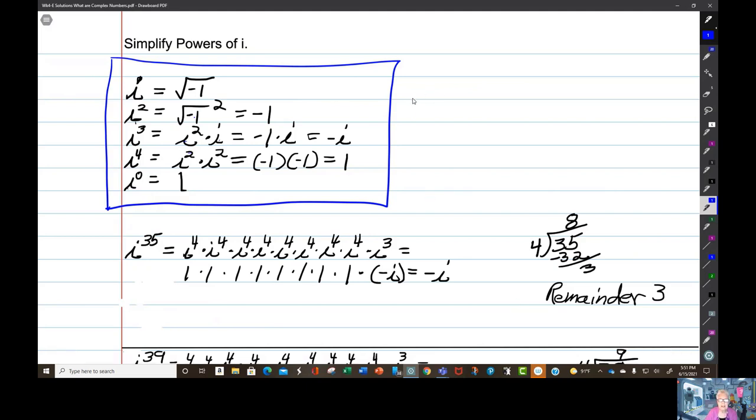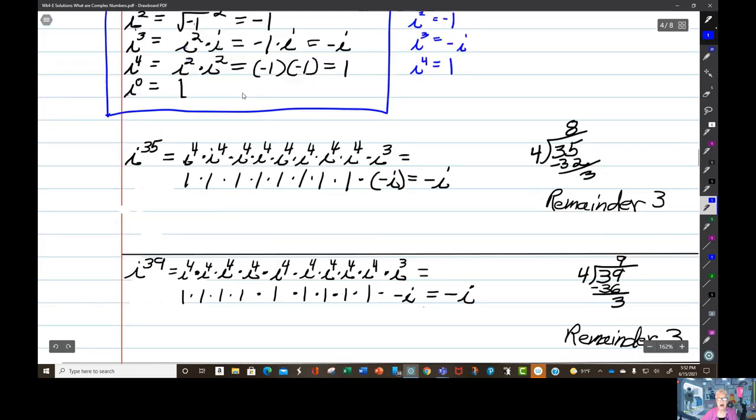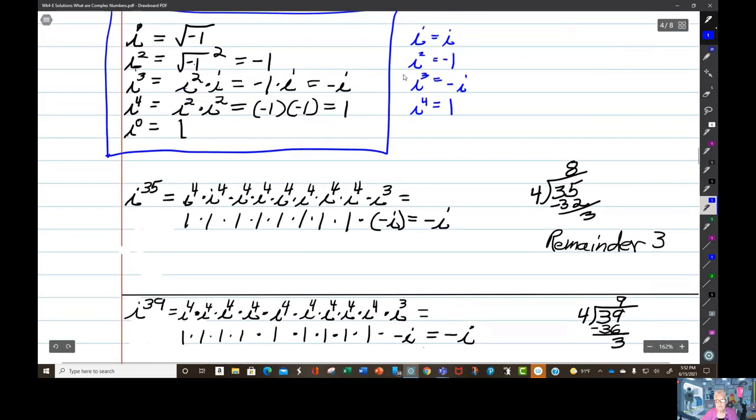So we have this cycle, really, of numbers that you need to memorize. i, just think of that as being i, is the square root of negative 1. i squared is negative 1. i to the third is negative i. And i to the fourth is positive 1. Now what we're going to do is we're going to simplify powers of i with these four steps in the cycle.